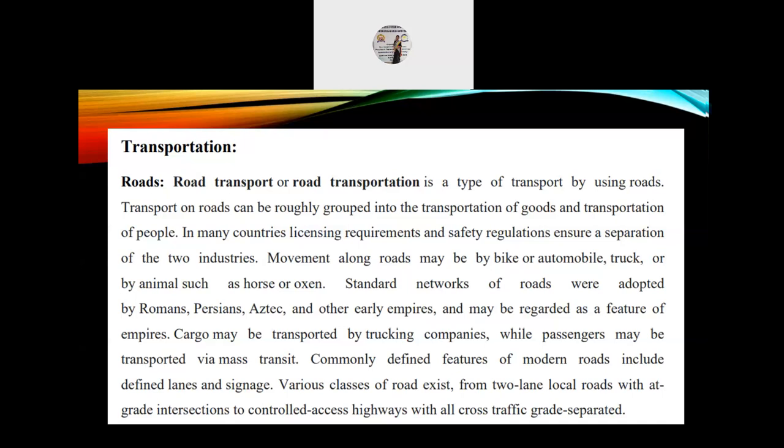Movement along roads may be by bike or automobile, truck, or by animals such as horse or oxen. Standard networks of roads were adopted by Romans, Persians, Aztec, and other early empires and may be regarded as a feature of empires. Cargo may be transported by trucking companies, while passengers may be transported via mass transit. Commonly defined features of modern roads include defined lanes and signage. Various classes of road exist, from two-lane local roads with at-grade intersections to controlled-access highways with all cross-traffic grade separated.